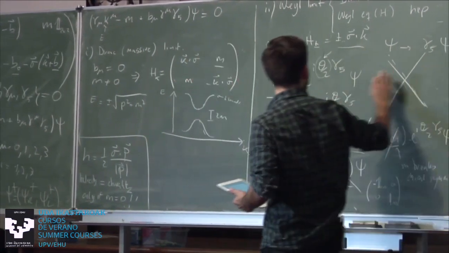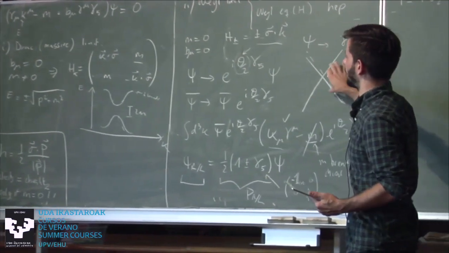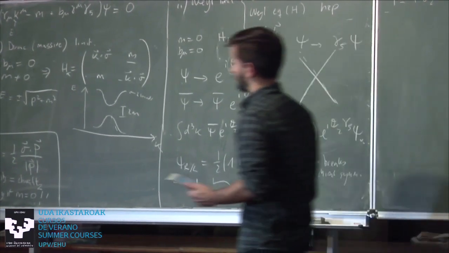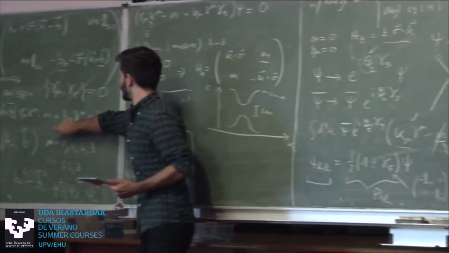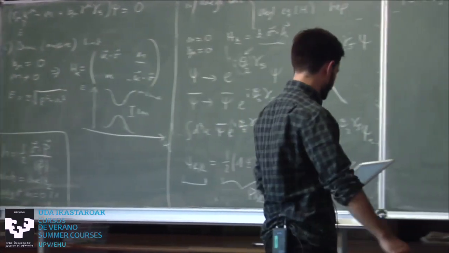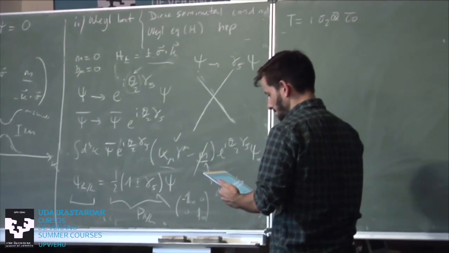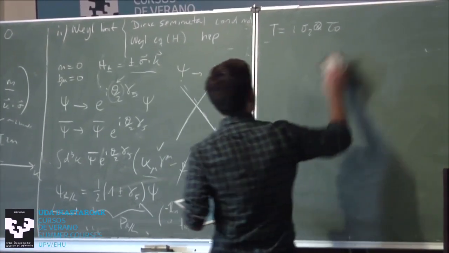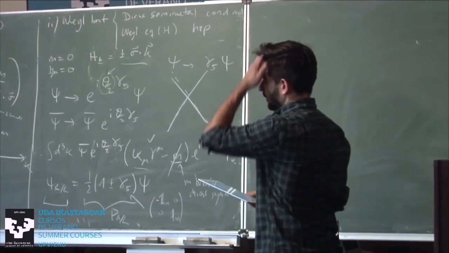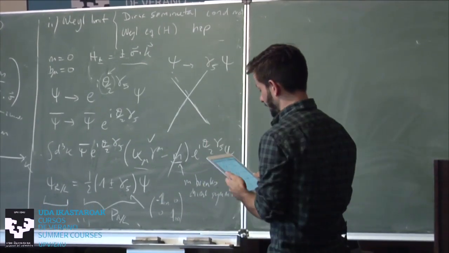So in fact, these two guys can actually talk. So I want to do something that makes them more stable. And this is the role of this vector B. This is going to separate them in momentum space. And here's where we're going to break Lorentz invariance, actually.